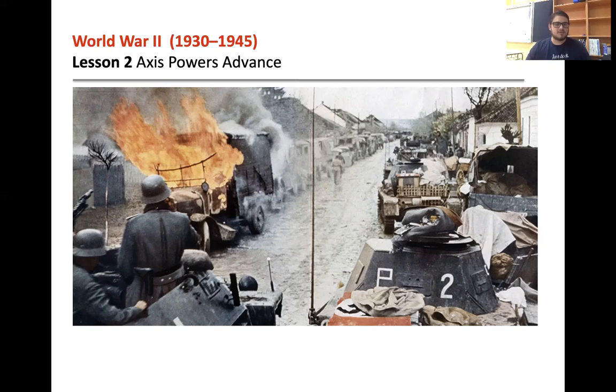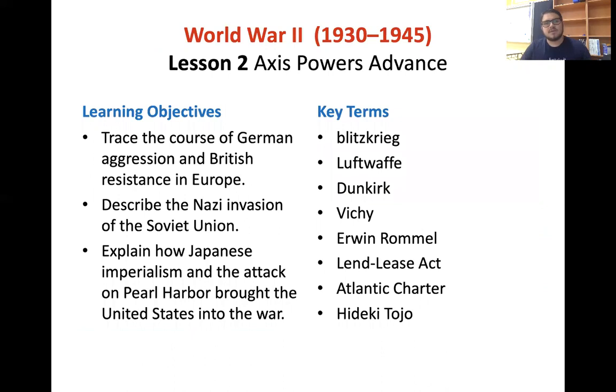So let's get started. World War II, Lesson 2, Axis Powers Advance. This is a cavalry going into Russia, and as you can see, there is just complete destruction in the background. So let's get started with the learning objectives.